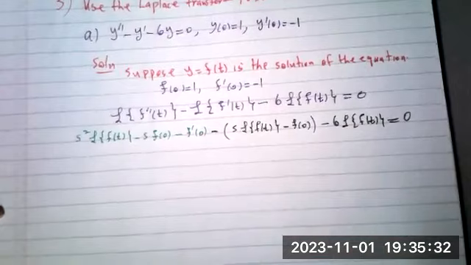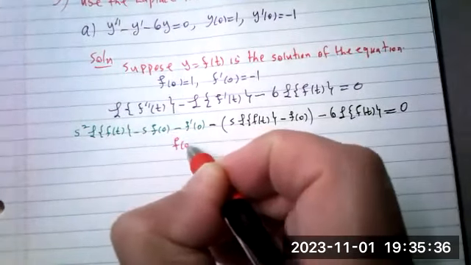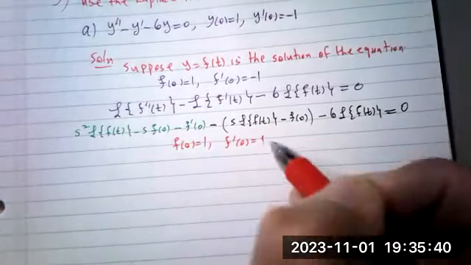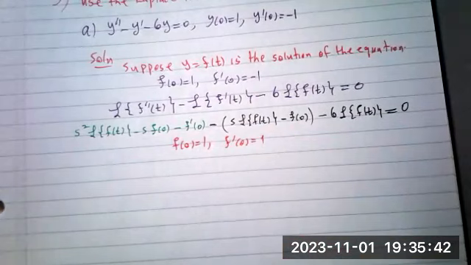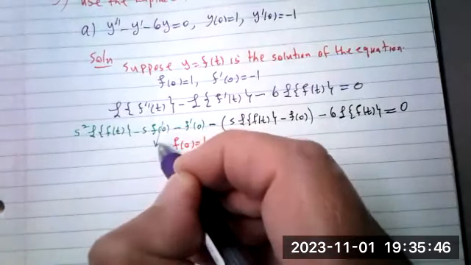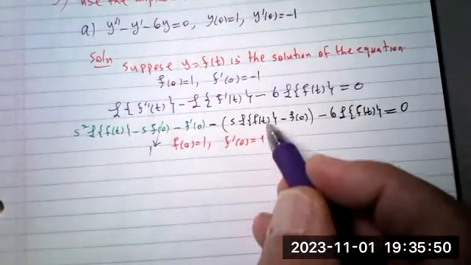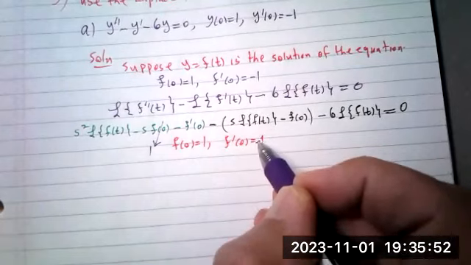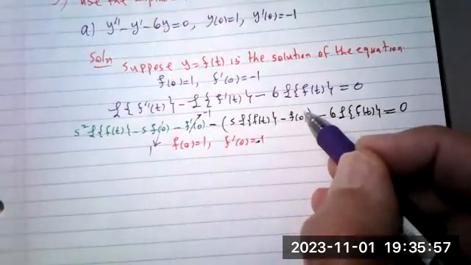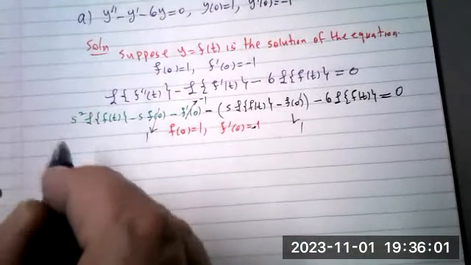Now apply the initial conditions. Initial conditions are what? f of 0 is 1. f prime of 0 is negative 1. Nothing would disappear for this one. f of 0 is 1, so this is times 1. f prime of 0 is negative 1. Sorry, that's a negative 1, so this would be negative 1. And f of 0 is 1. Carefully substitute. What's going to be the result?